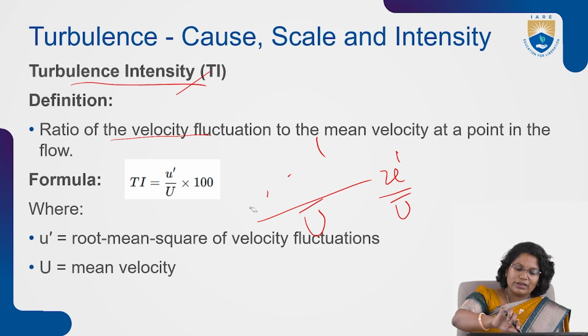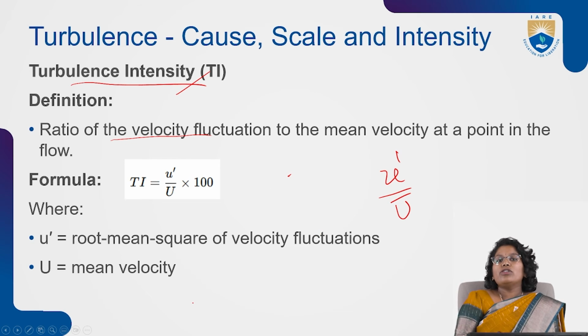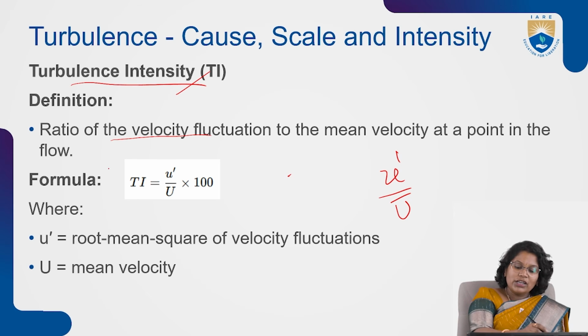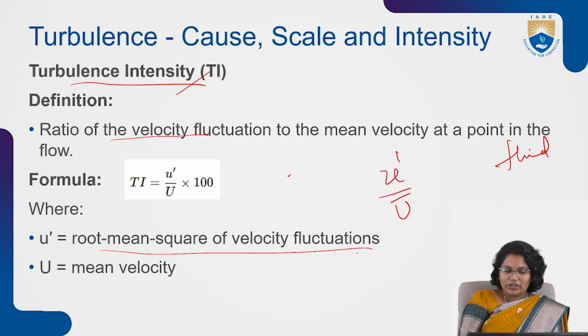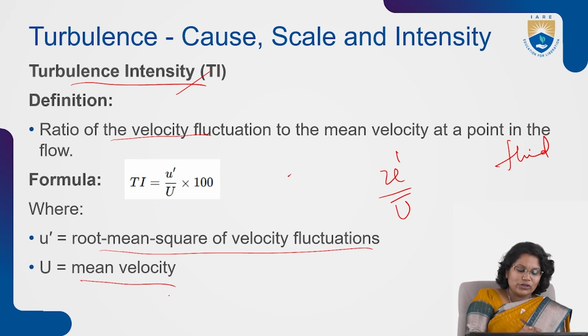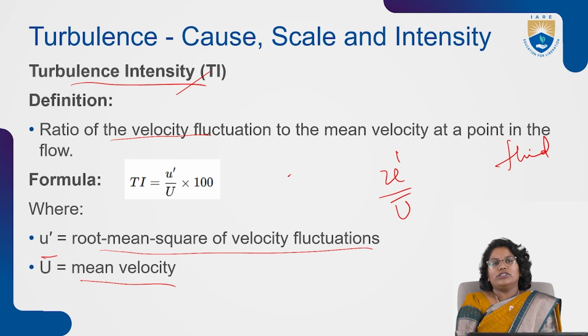To find the turbulence intensity, that is the ratio between the velocity fluctuation to the mean velocity at the point in a fluid flow. Here is the formula. TI is u dash by u bar into 100. Here u dash is the root mean square of the velocity fluctuations, and u bar is your mean velocity.